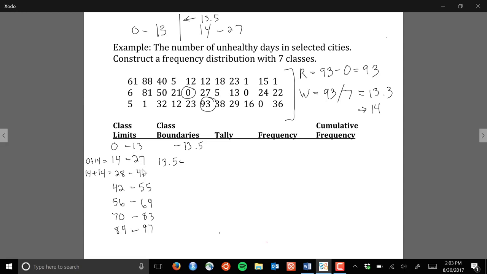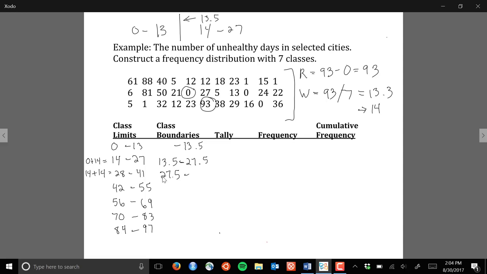For the second class, the upper limit is 27. For the third class, the lower limit is 28. The midpoint between them is going to be 27.5. So 27.5 will be the upper class boundary for the second class, and will be the lower class boundary for the third class. And we can keep doing the same pattern here.